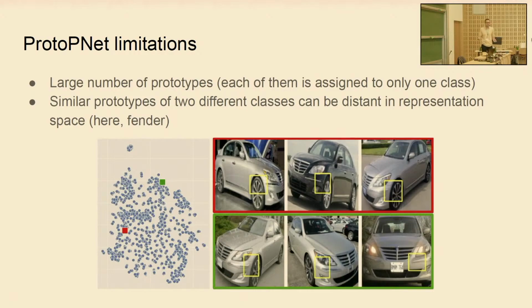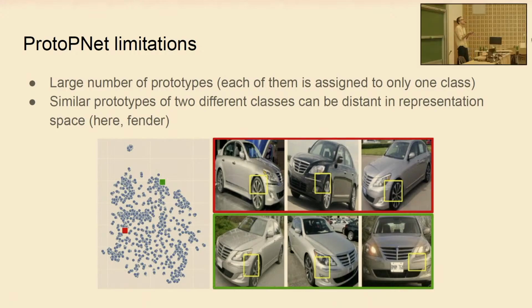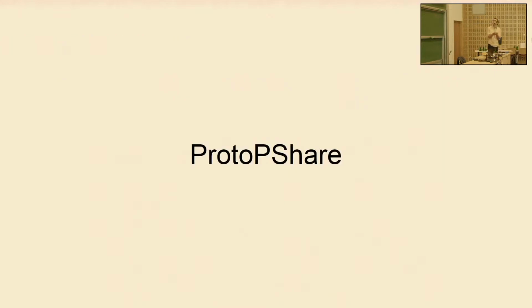But on the other hand, it may happen that some prototypes exist in two classes, right? So they should be shared. And this was our first observation, and the main motivation for the first paper, Prototypical, which we introduced and published in KDD.